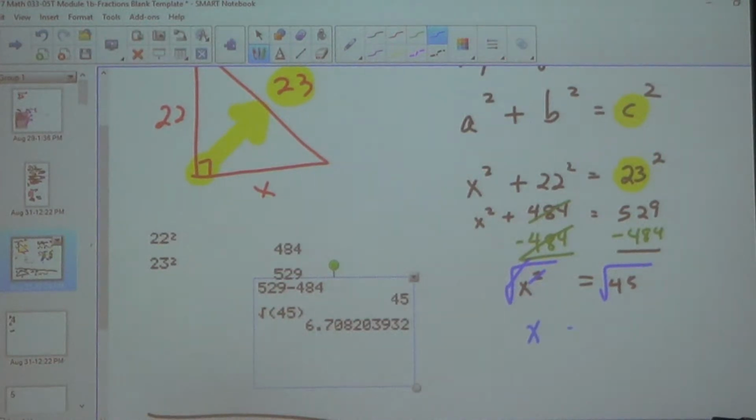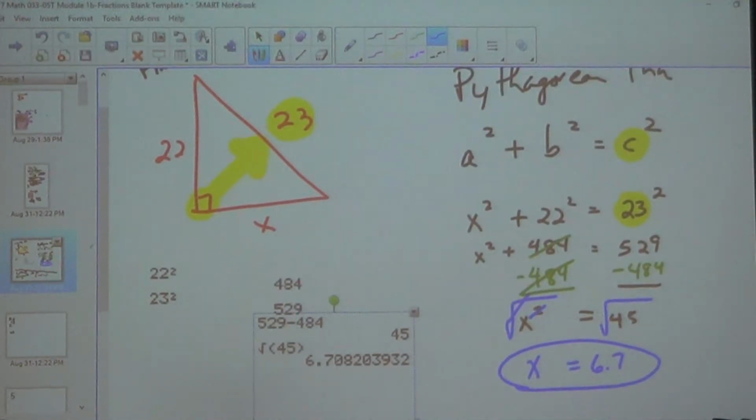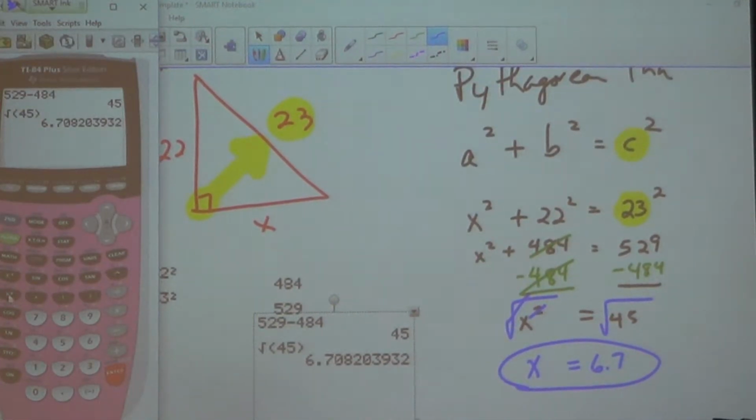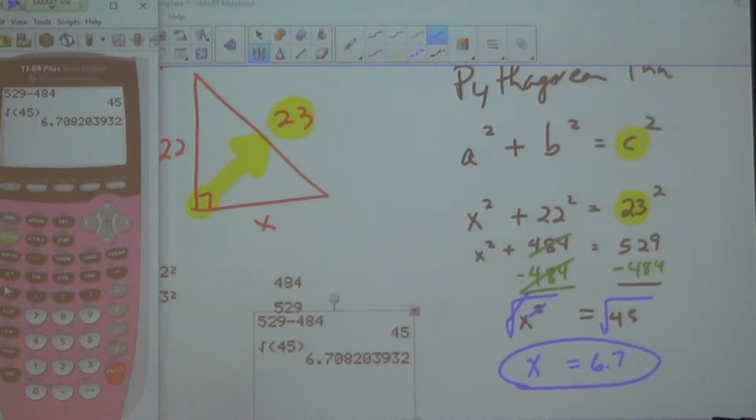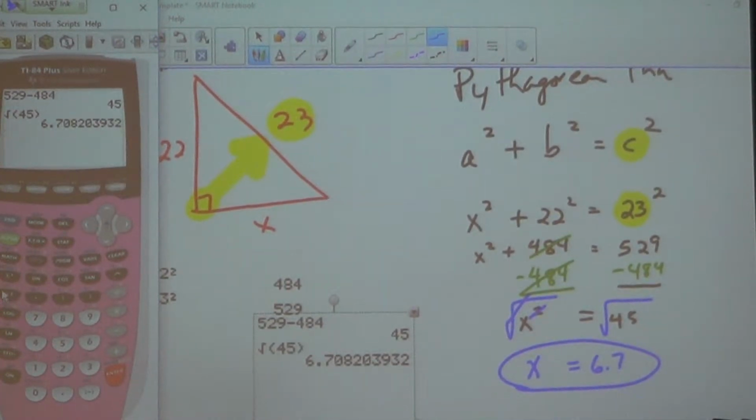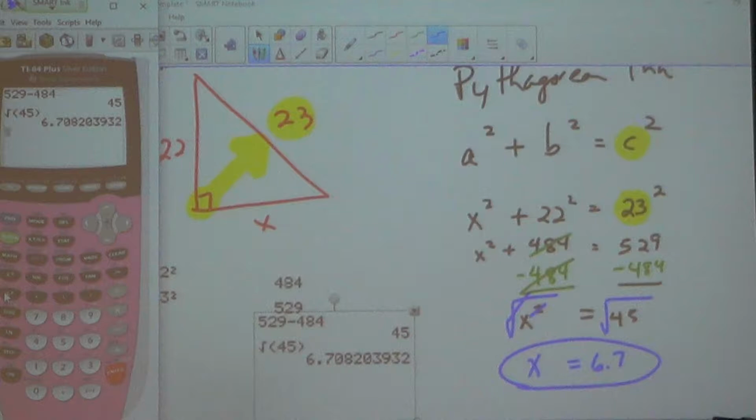So X is going to be 6.7 or whatever they tell me to round it to. And they're on the same button, not just as a coincidence, but the square root and the square undo each other. That's why they're on the same button.